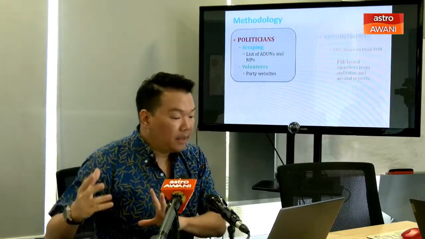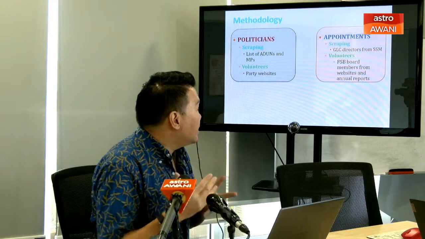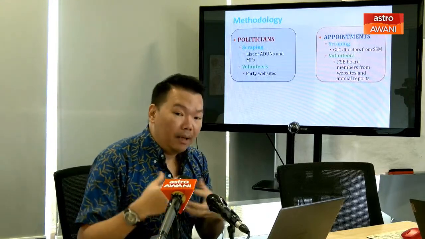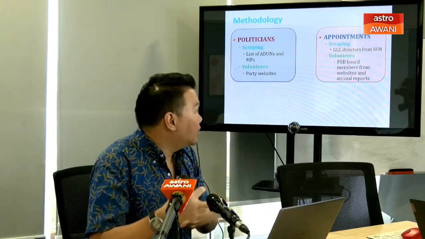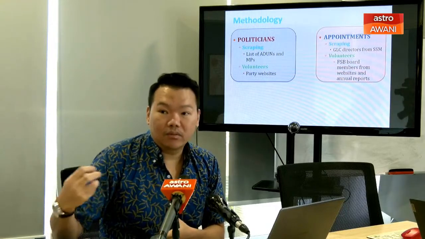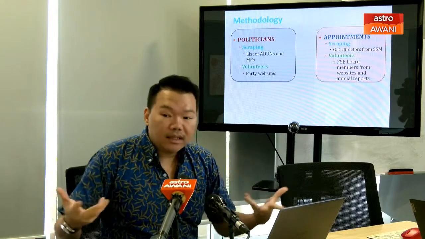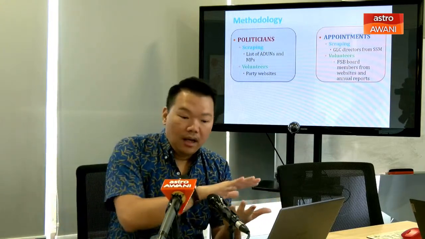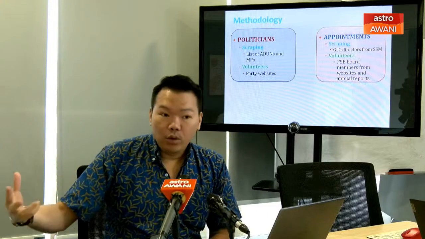Then how do we get the companies? Same thing. We scrape SSMs for GLC directors. That part we can automate. And then we get volunteers to go to FSB websites and look at annual reports and get lists from there as well. Okay, so both sides, there's a combination of automated scraping and manual volunteer work.